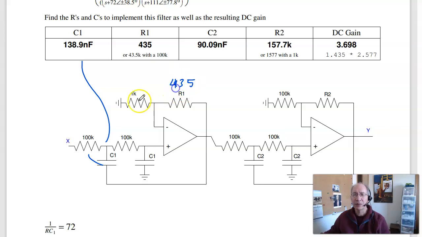And I didn't realize this when I made it. These are different. They weren't supposed to be. It's not a trick. So if you use 1k, it's 435 ohms. Or if you just said 100k, 100k, 43.5k, on a gain of 1.43.